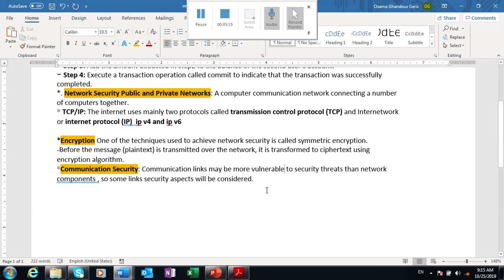We have to consider some aspects and programs like firewall systems for protection of communication security.